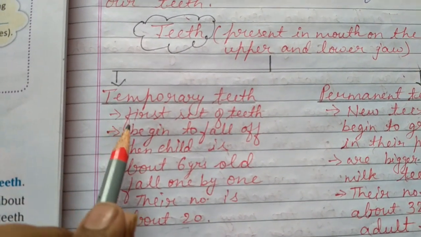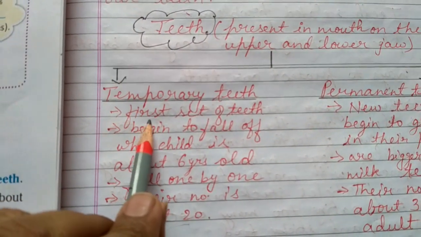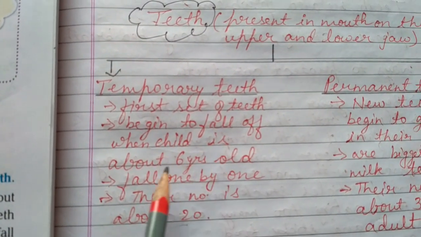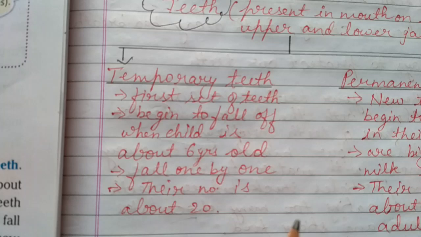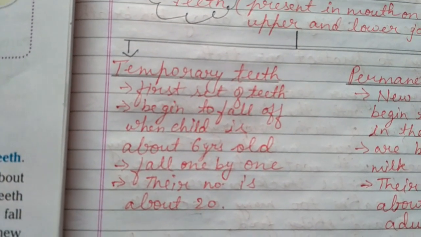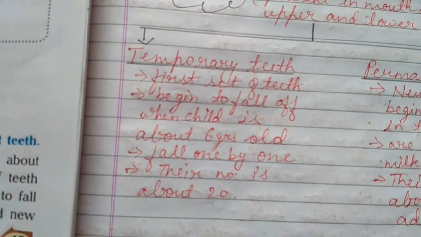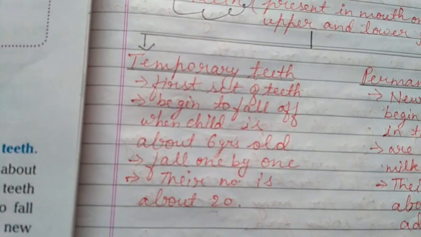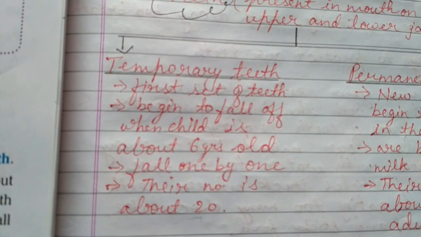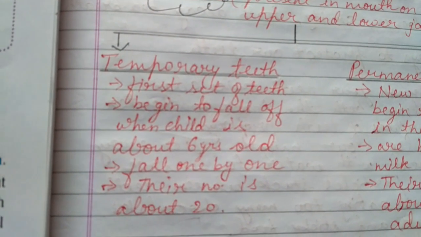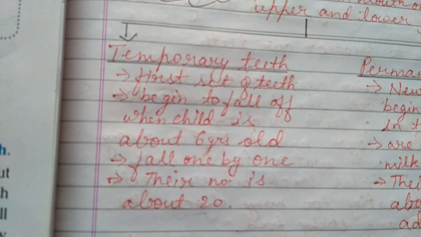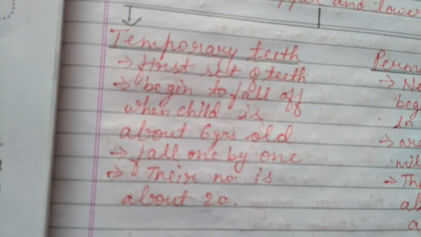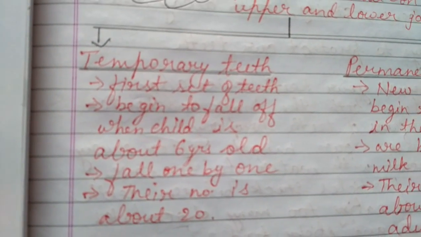This whole thing is written point wise: temporary teeth, it is the first set of teeth, begin to fall off when the child is about 6 years old. These teeth remain in the child's mouth up to, for different children the time of falling of temporary teeth may differ. In some children it starts falling off near about 5 years of age, 5.5, 4 years of age, 6 years, 7, 8. So these are the age limits by which the temporary teeth start falling off.